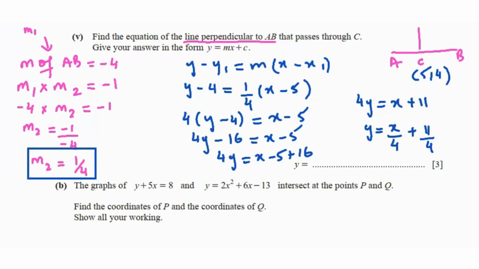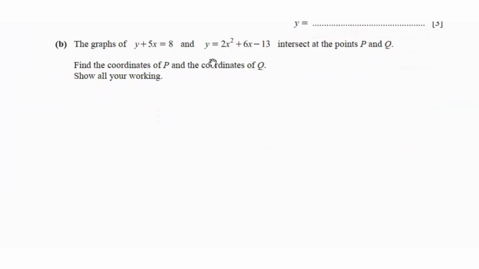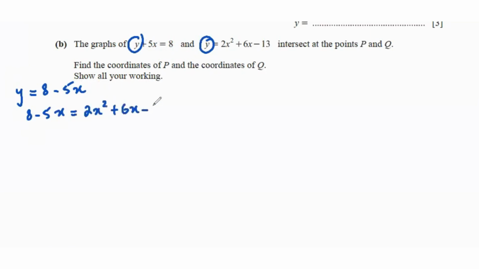Graphs of y plus 5x equals 8 and y equals 2x squared plus 6x minus 13 intersect at the points P and Q. Find the coordinates of P and Q. So we're going to put the y's equal to each other. For that, we first need to make y the subject in the first equation. So y would equal 8 minus 5x. So 8 minus 5x equals 2x squared plus 6x minus 13.